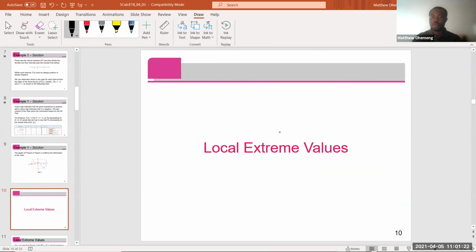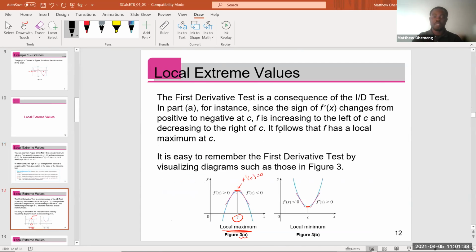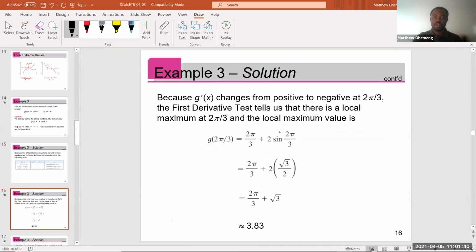And then we also talked about local extreme values. To do this, we introduced a test which we call the first derivative test. This one is just a follow-up of the ID test. After you get the ID test, you'll be able to use results from that to do the first derivative test. So we did this too, and we did it on this example.